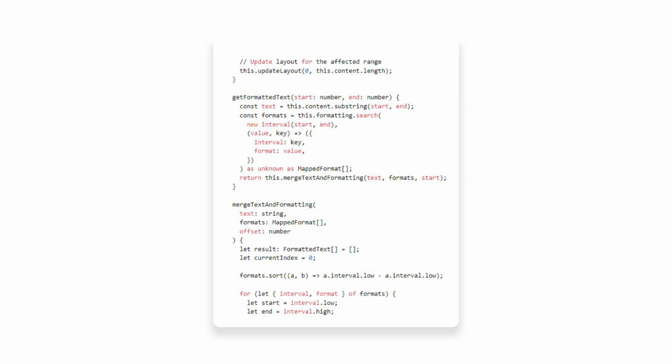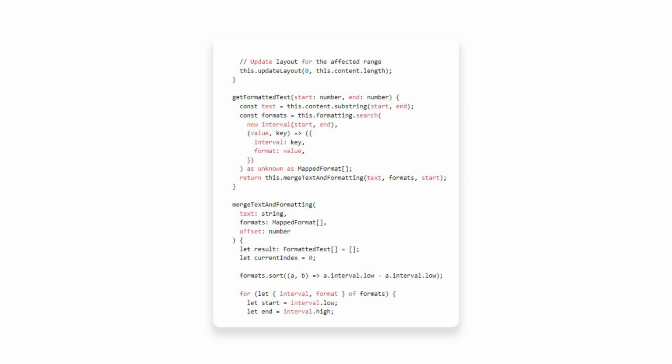This method extracts a substring from this.content between start and end. It retrieves all formatting intervals that overlap with this substring and prepares to merge the text with its associated formatting. It separates the fetch logic from the merge logic. 3. Merge text and formatting method. This method combines the retrieved text with its corresponding formatting intervals.